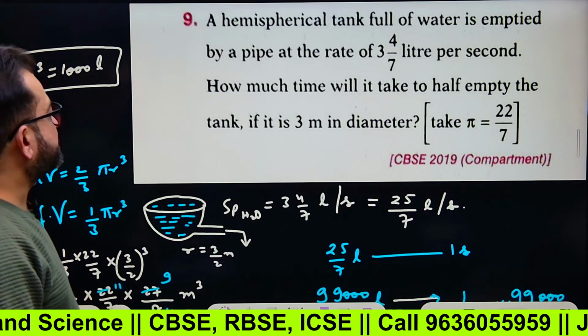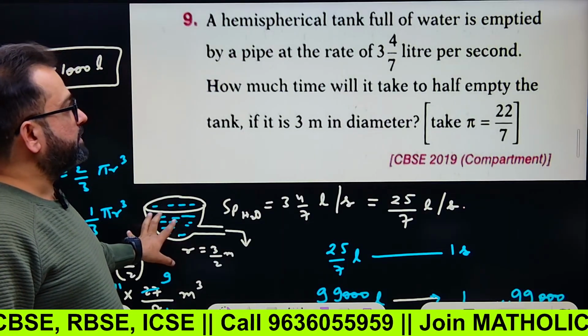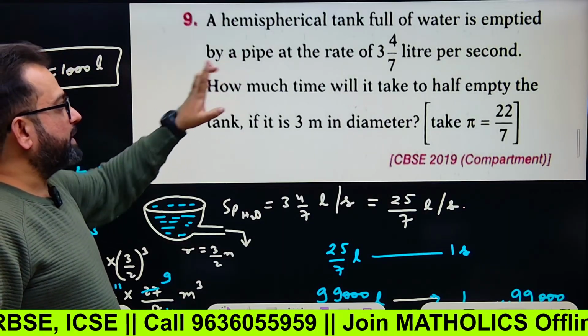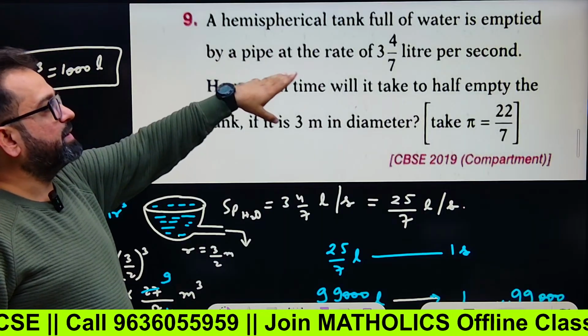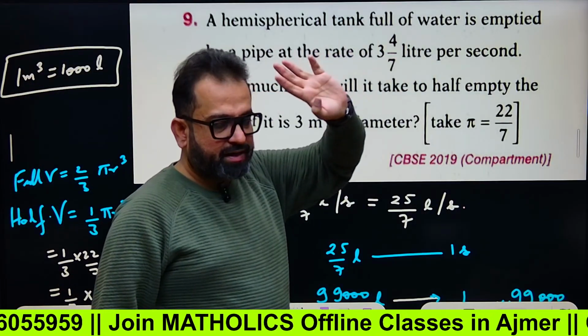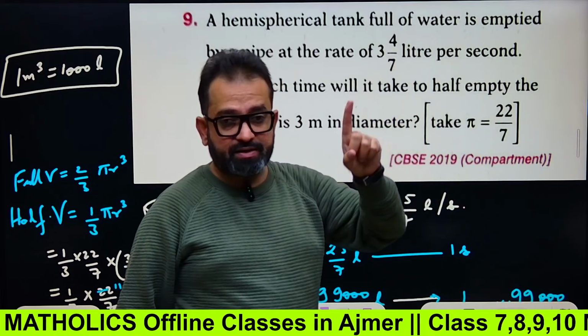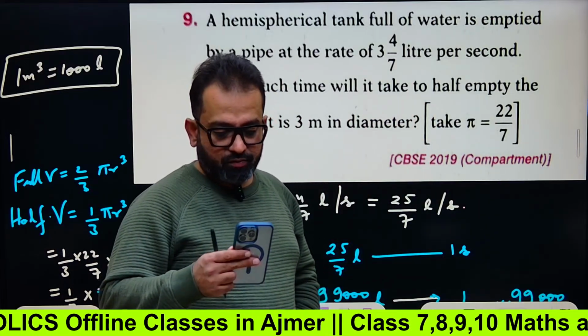Now check for the solution. Hemispherical tank. This is a hemispherical tank, right? It is emptied by a pipe at the rate of 3 4 by 7 liters per second. That would mean 7 3s are 21, 21 and 4, 25 by 7 liters per second. In 1 second, 25 by 7 liters of water is getting out of the tank. Yes or no?